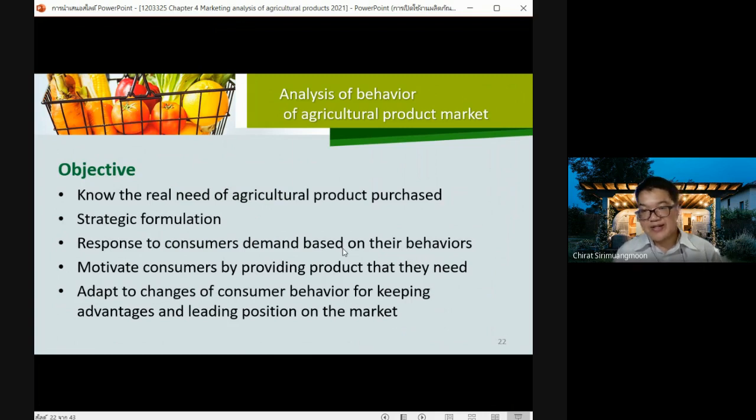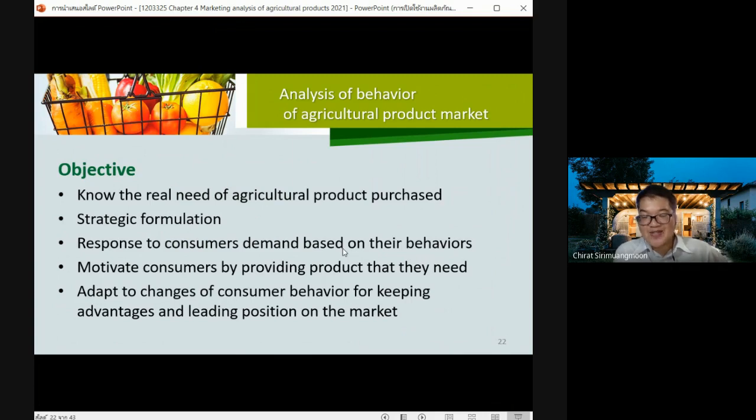Because you analyze the data, then you see what product they need and what they don't need, then you focus on the things that they need. Adapt to change of the consumer behavior by keeping advantage leading positions on the market.